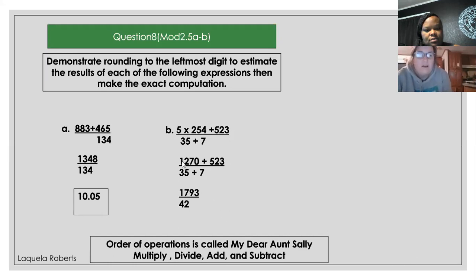So, when you add 1,270 plus 523, you get 1,793. Then we're going to do the bottom. We're going to do 35 plus 7 equals 42. And then we're going to divide, which gives us 42.69.